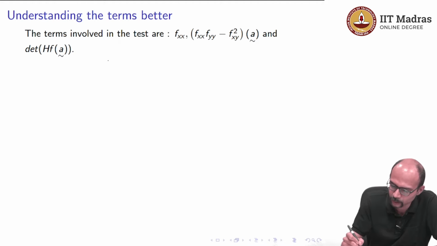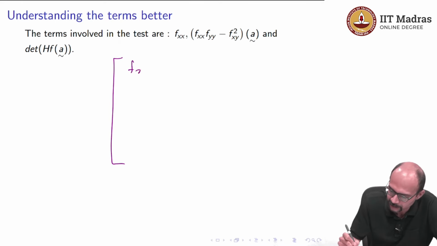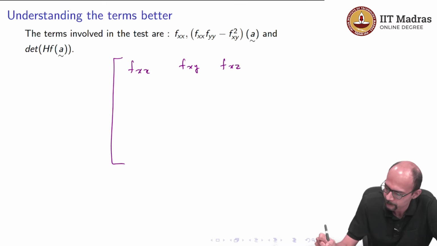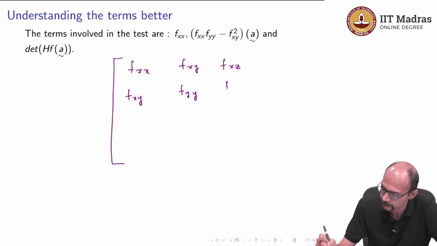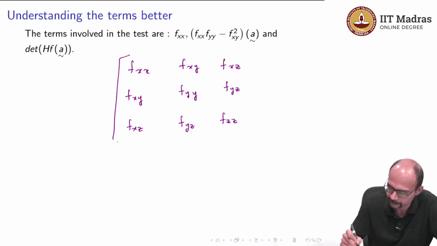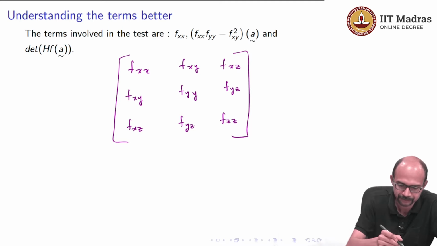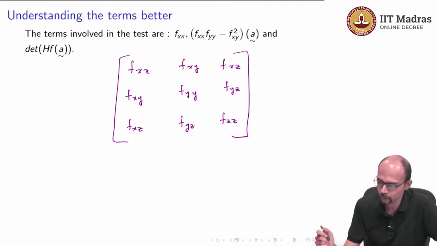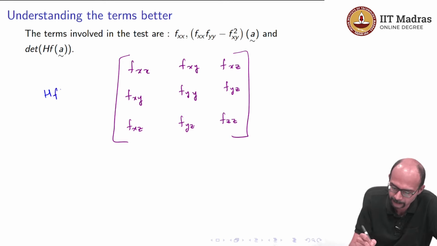So, what are these terms? Let us write down the matrix. So, here is the matrix: f_xx, f_xy, f_xz. I am not really caring now about the order, whether it is f_xy or f_yx, because of Clairaut's theorem, f_yy, f_yz, and then f_xz, f_yz, and then f_zz. And let me draw this like this. Okay. So, this is our Hessian matrix.